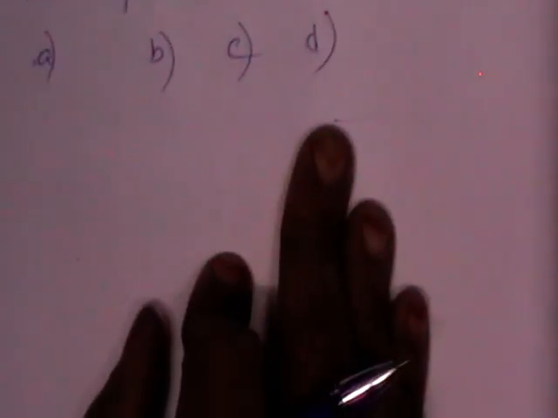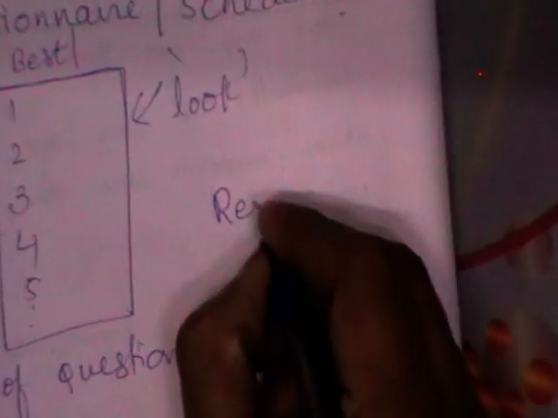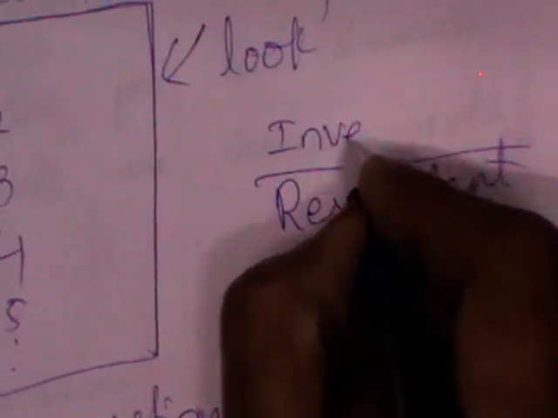The next one is schedule. I already said what a schedule is. A schedule is also a type of questionnaire, where, as I said, there are 2 persons, the respondent and the investigator.